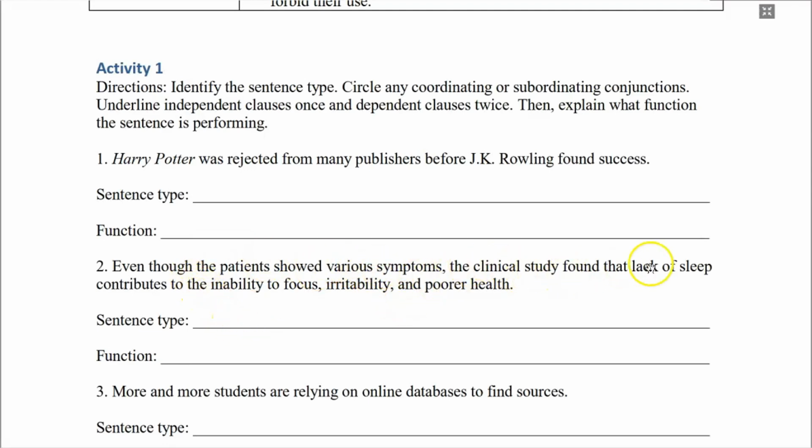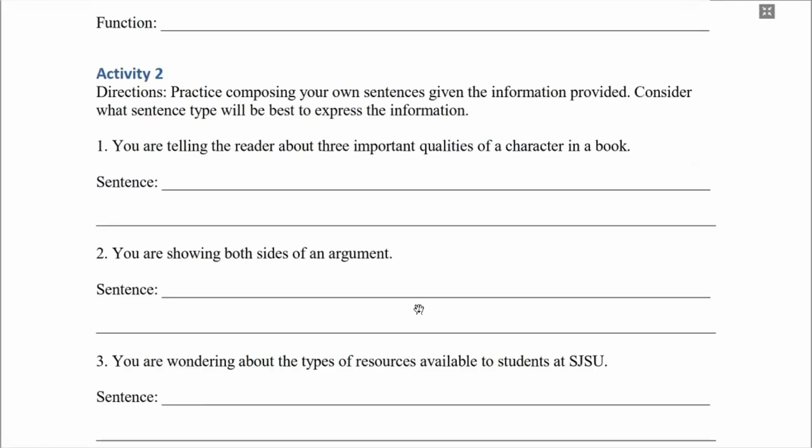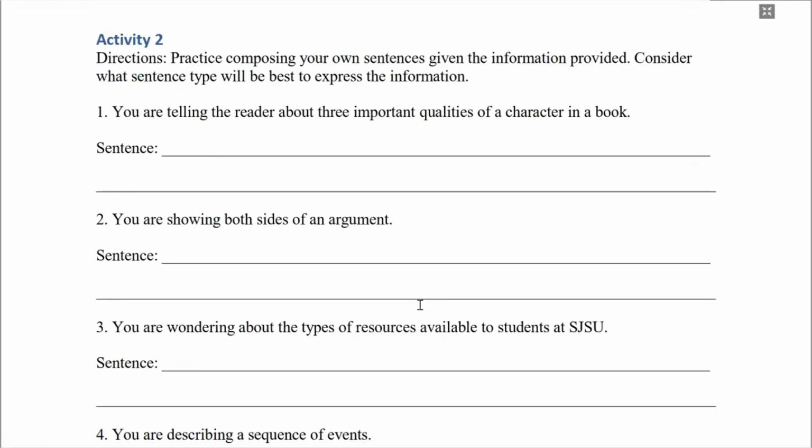The clinical study found that lack of sleep contributes to the inability to focus, irritability, and poor health. That's our main clause. While even though the patient showed various symptoms, that is our subordinating clause. And even though is the subordinating conjunction here. In number one, before is the subordinating conjunction here. Now, you can pause this video and use this to answer this question.